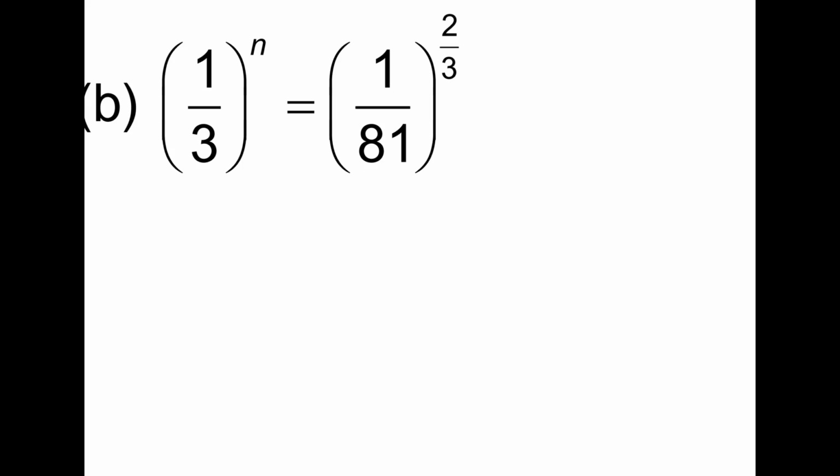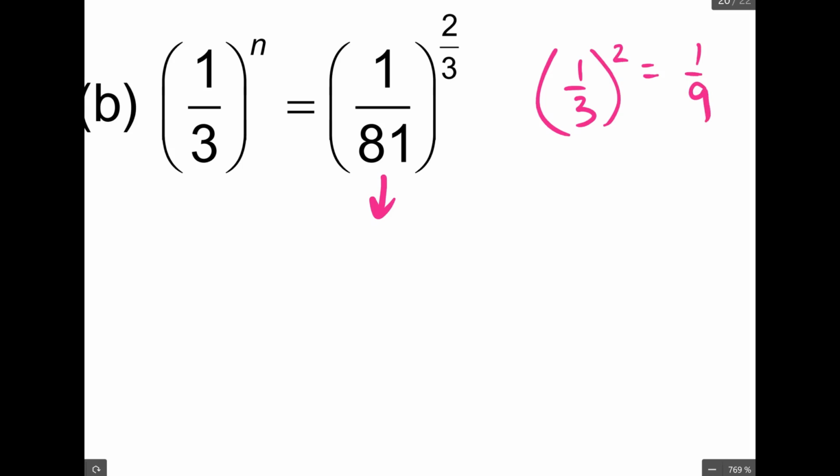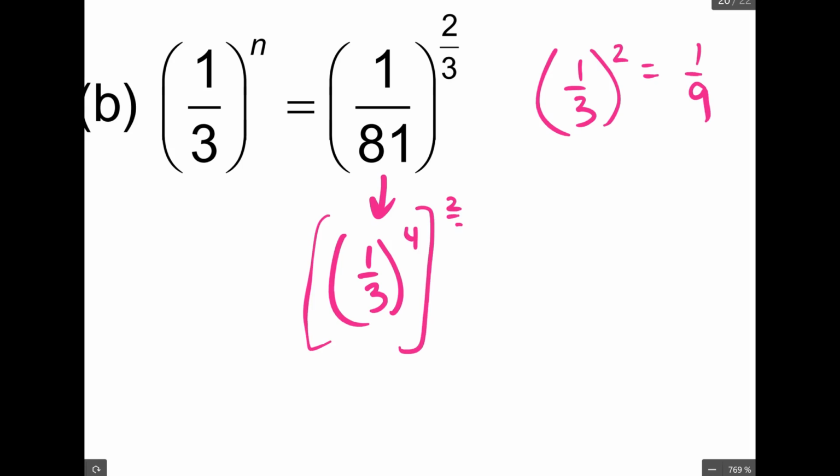Okay, can I rewrite 1/81 in terms of 1/3? Let's see, 1/3 squared is going to be 1/9. And I know 1/3 to the cube is going to be 1/27, so this is going to be 1/3 to the 4th. And of course, this is all to the 2/3. And then 1/3 to the n.